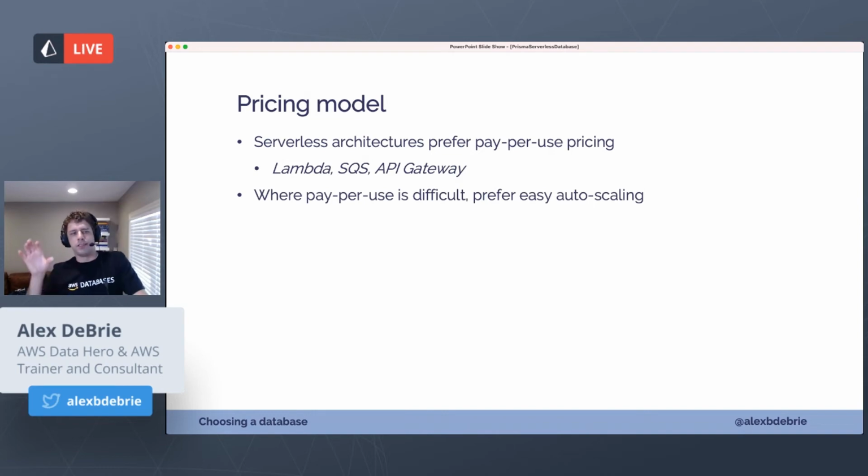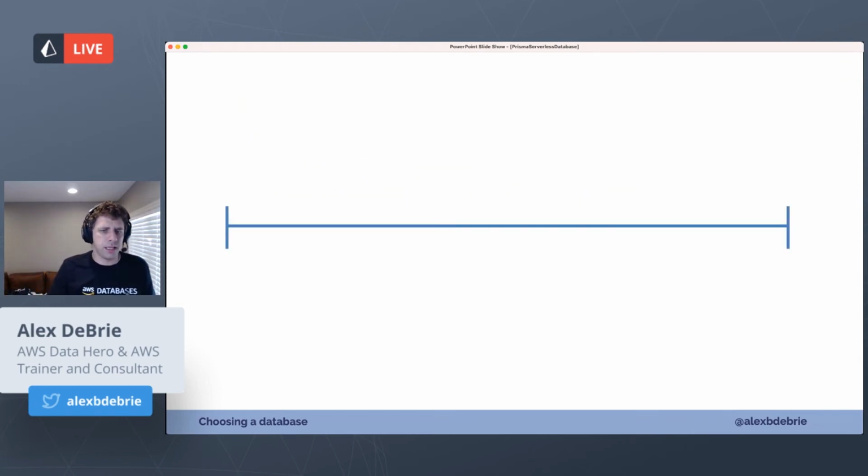Where pay-per-use is difficult, then you prefer something like easy auto-scaling. Maybe pay-per-use isn't doable, but if you can at least scale up and down as your traffic ebbs and flows over the day or week or month, that's really great. So again, let's look at our databases on a continuum from how well they do pay-per-use versus not.